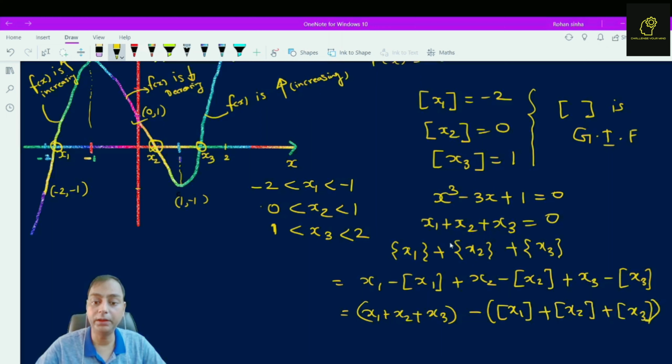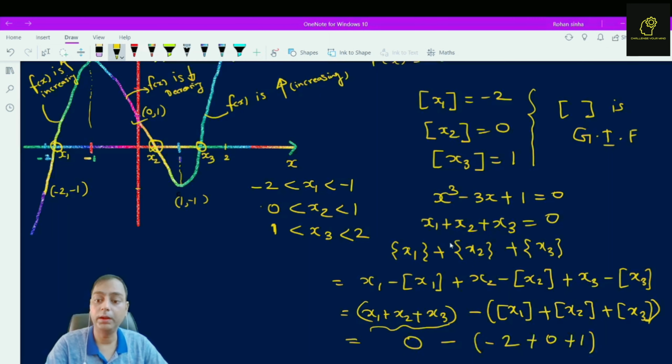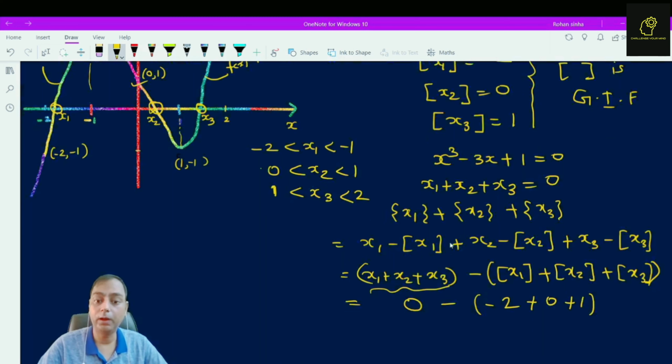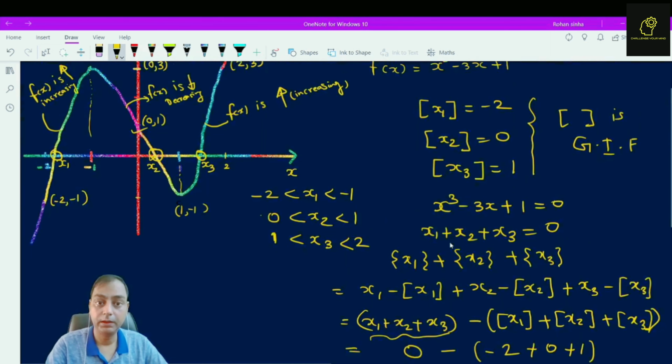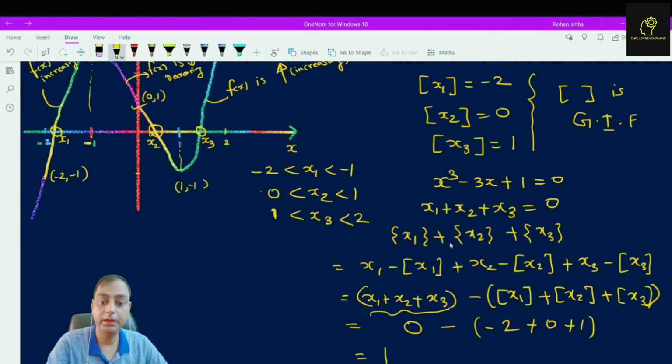Now simply putting the values, x1 plus x2 plus x3 is equal to 0, and the integral part of x1 is equal to minus 2, this is 0 and this is 1. So this is minus 2 and plus 1, which is minus 1, and with the minus sign outside, the answer is plus 1. So the answer of this question is 1.